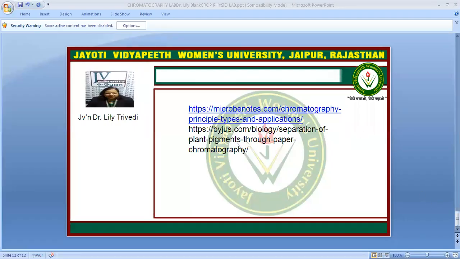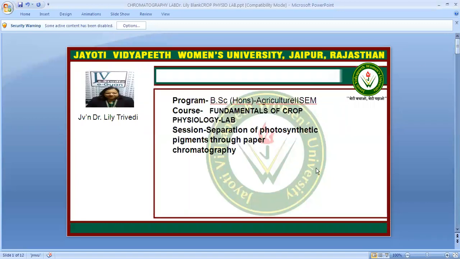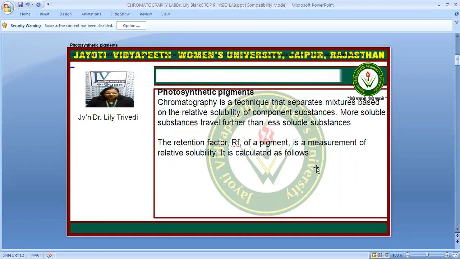I am Dr. Lily Trivedi and today I am going to take a lecture on chromatography. Now this is an experiment for BSc BEd second semester students who are going to study it in the course Fundamentals of Crop Physiology lab. Now the session is separation of photosynthetic pigments through paper chromatography. Now what are photosynthetic pigments?